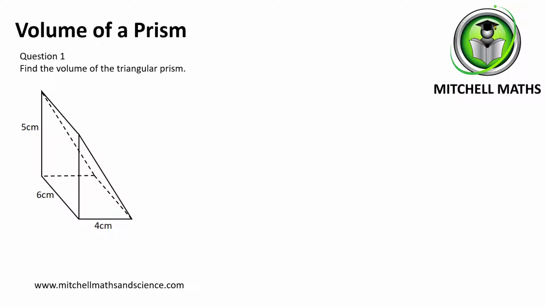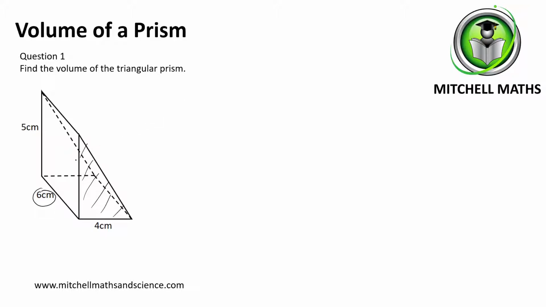Well, when we want to find the volume of something, the volume means the space inside something, we first need to find the surface area of the face. And because this is a triangular prism, we're going to want to find the surface area of this triangle here. And once we find the surface area of the triangle, then we can times by the length in order to find the total volume.